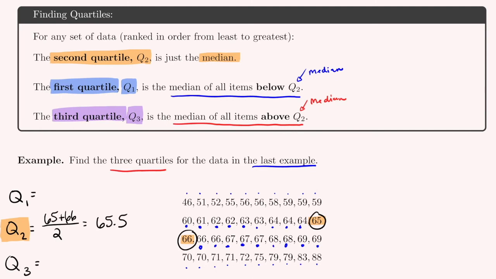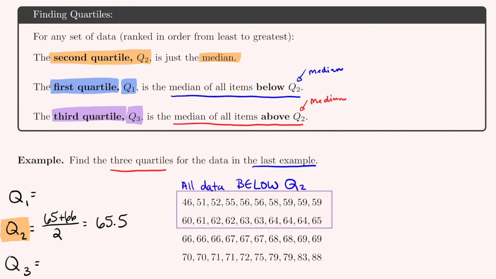And now as we look at the definitions above, we see that the first quartile is the median of all items below Q2. Well, if Q2 is 65.5, then all items below Q2 belong to this group. So in order to find the first quartile, now that we've identified all the data items below Q2, we just find the median of this new set of data. So take out the lowest, take out the highest. Take out the next lowest, take out the next highest, and we'll just continue this process until we work our way towards the middle.